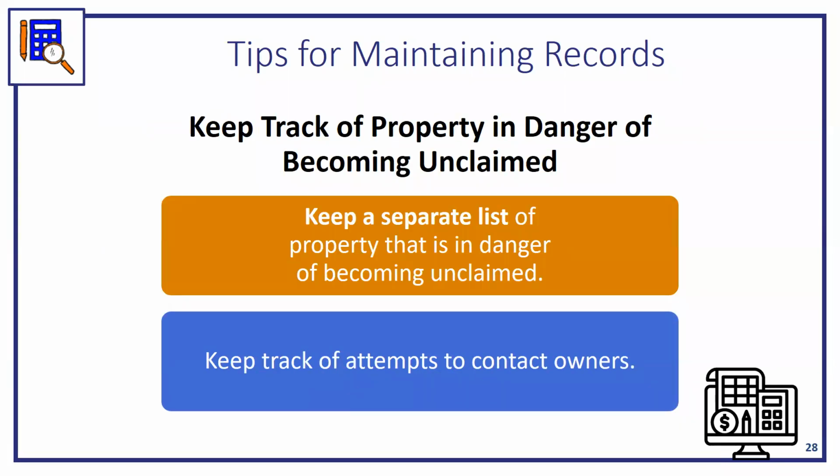Keep track of unclaimed property. We recommend keeping an ongoing list of property that's in danger of becoming unclaimed. Keeping a separate list can help you keep track of who you need to contact and any attempts to contact the owners. And it can help you prepare an unclaimed property report once the property becomes reportable. If you already have a working list of as yet unclaimed property, you'll have already performed a lot of the legwork that's involved in reporting.